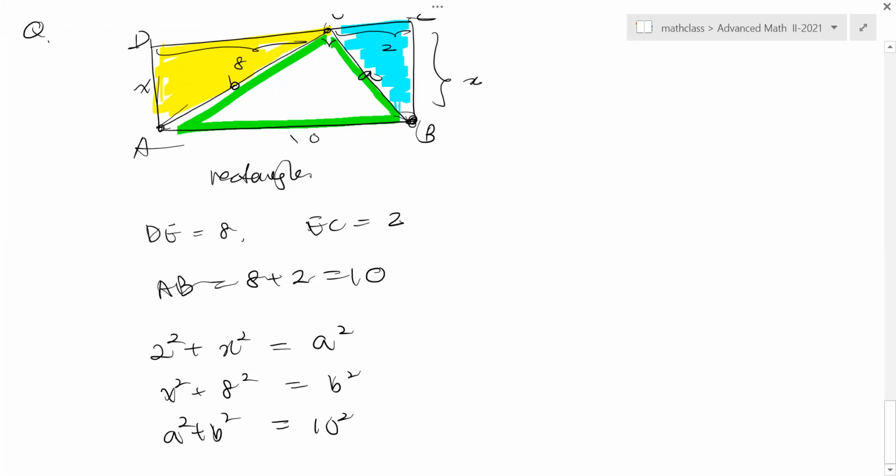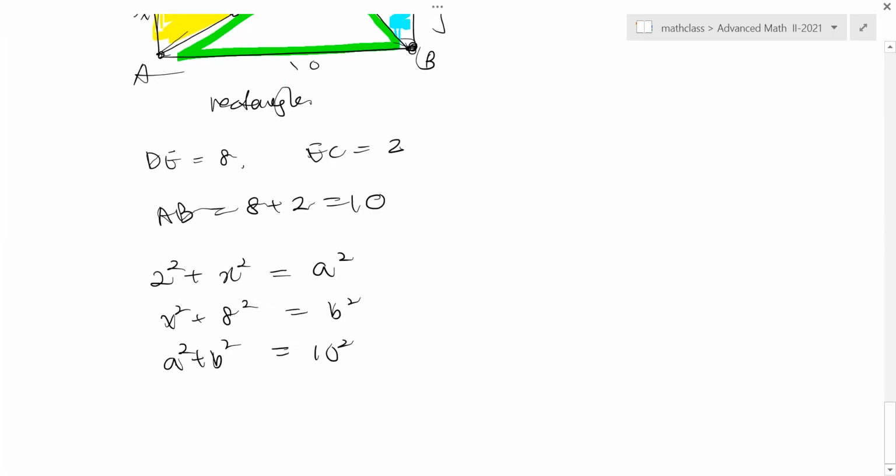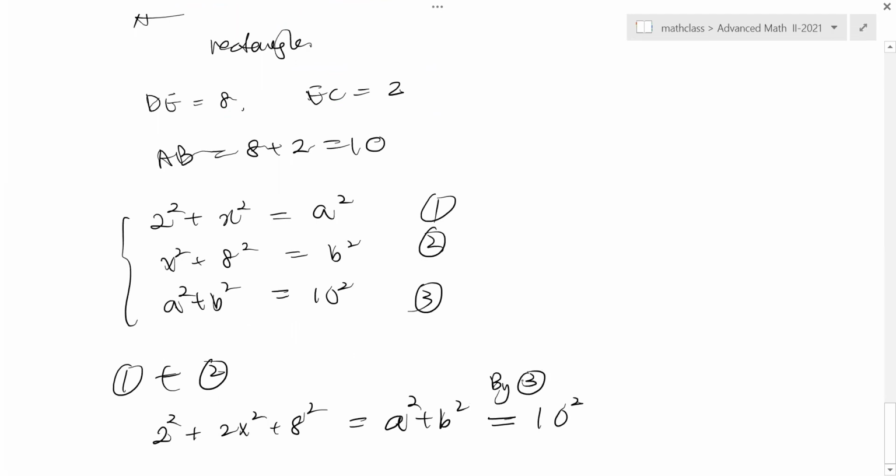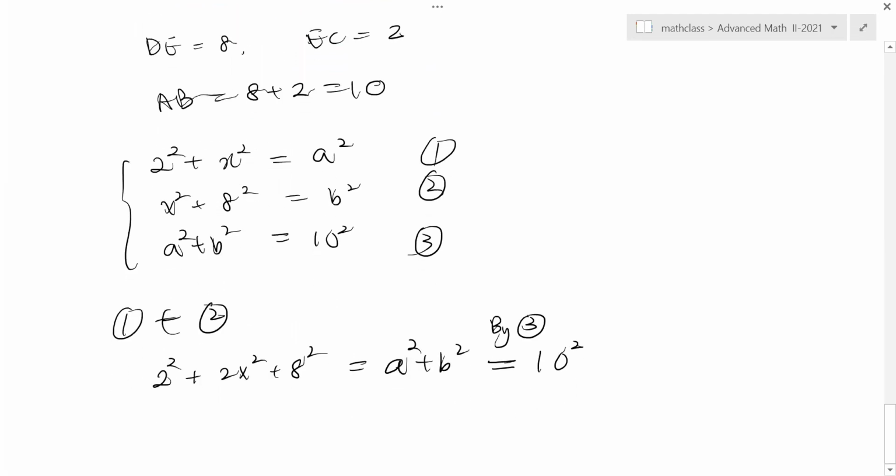So now you have 3 equations, 3 unknowns. That's okay. Adding the first and second, I get 2 squared plus 2x squared plus 8 squared equals a squared plus b squared on the right-hand side. And this is going to be equal to 10 squared, by the third equation, right? So now you get the equation in x.